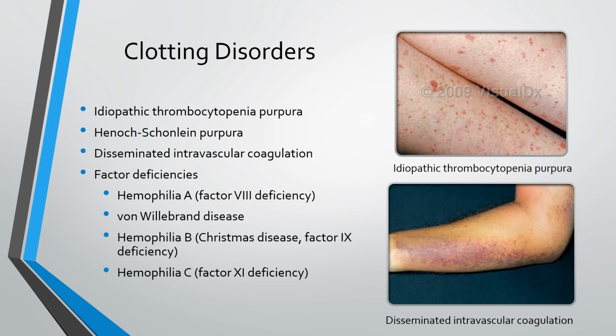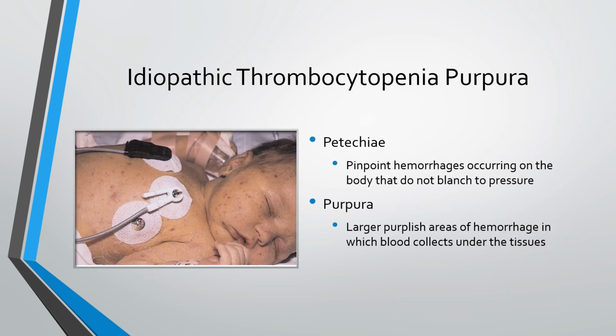Schonlein purpura, HSP, develops also after a viral or bacterial infection. Disseminated intravascular coagulation, or DIC. These patients are usually critically ill and they have an overactive coagulation. And then factor deficiencies, and this is what we're going to focus on, and we're going to really look at that hemophilia. Hemophilia A is factor 8. Von Willebrand disease, just understand that that's a factor deficiency. Hemophilia B is Christmas disease, or factor 9 deficiency, and hemophilia C is factor 11 deficiency. So let's look at hemophilias.